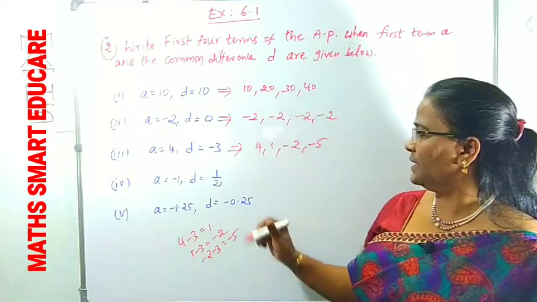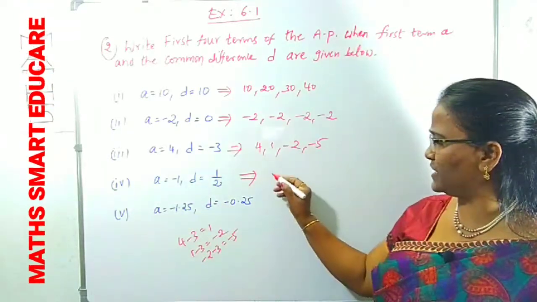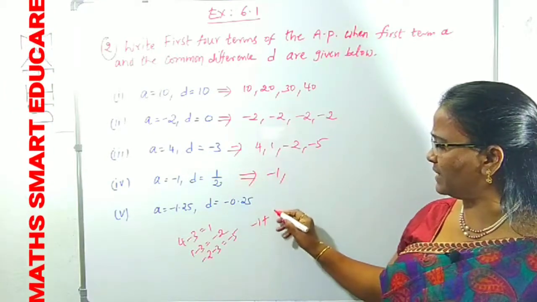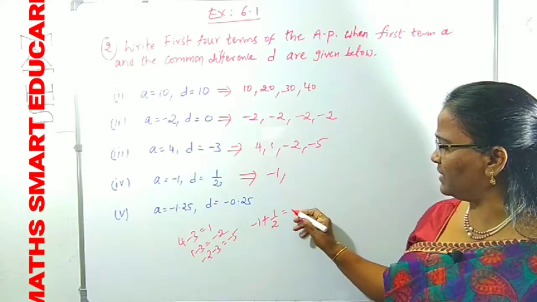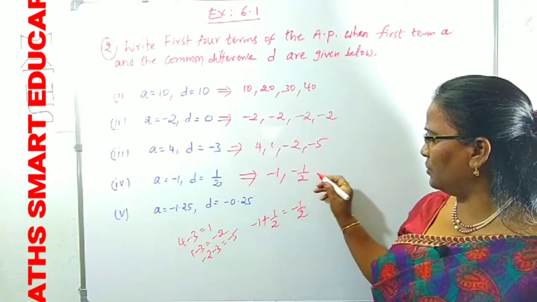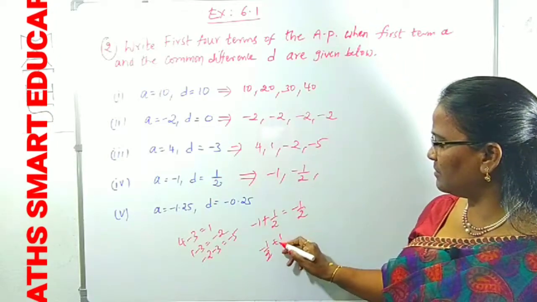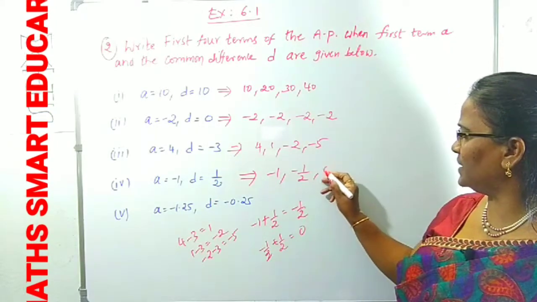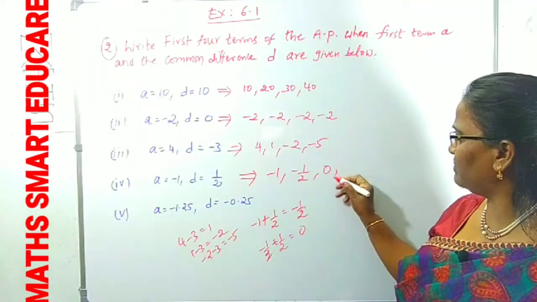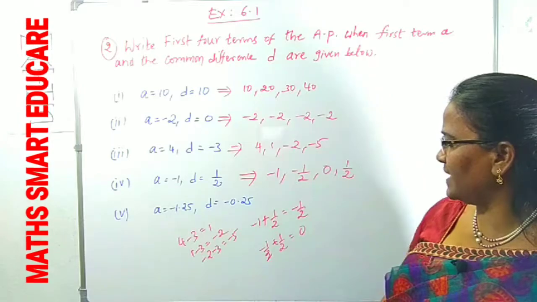Clear? Now the next bit. What is A here? -1, that is the first term. Second term, how can you get it? For -1, you should add D, which is 1/2. You know, -1 plus 1/2 is -1/2. We should make the calculation carefully. Now, the third term. For -1/2, we should add 1/2. -1/2 plus 1/2 is 0. That is the third term for this bit. Next, for 0, we add 1/2. 0 plus 1/2 is 1/2. This is the fourth bit's answer, right?